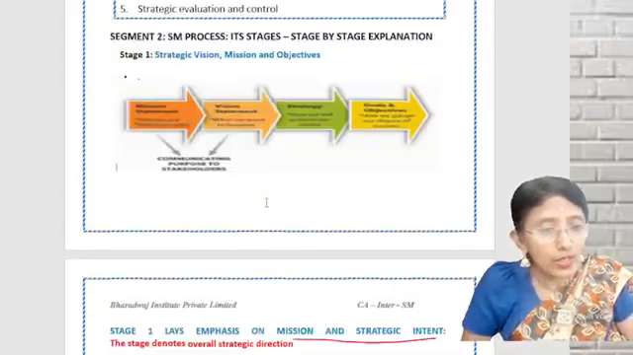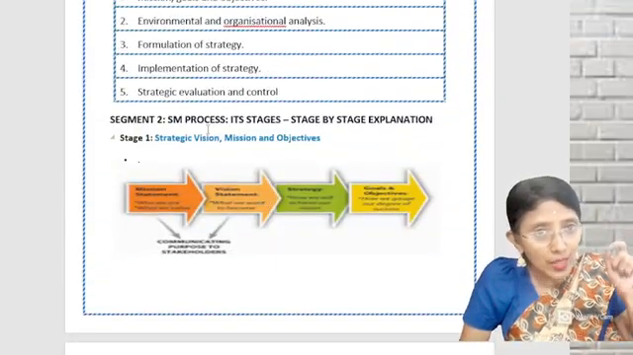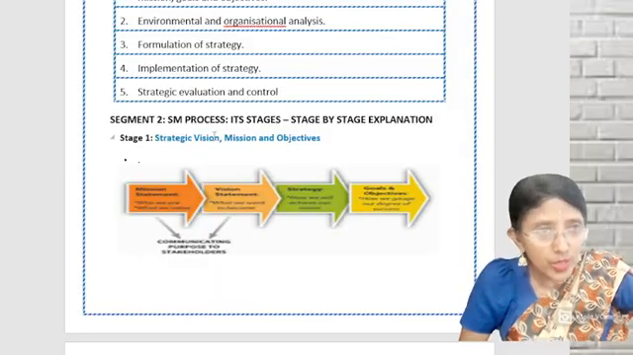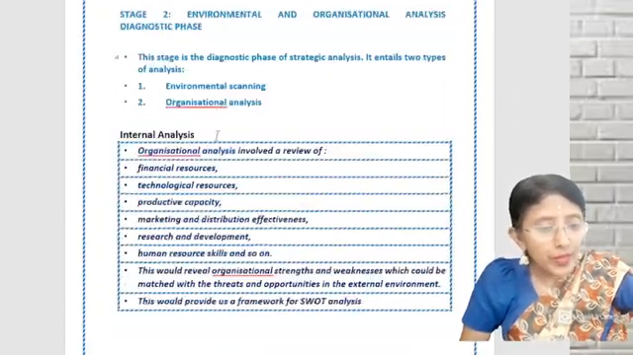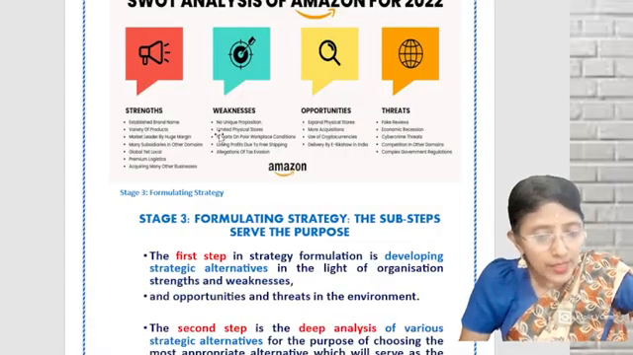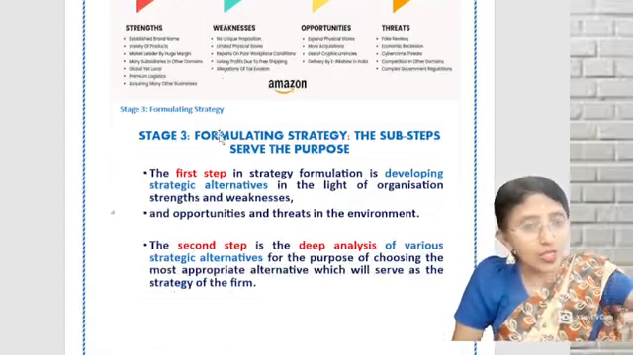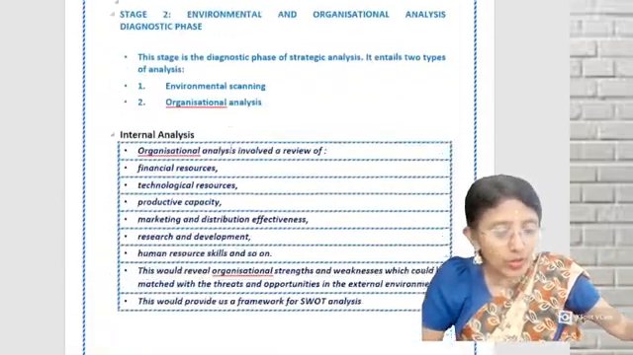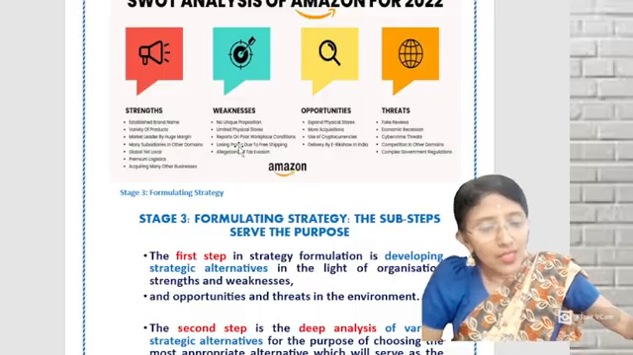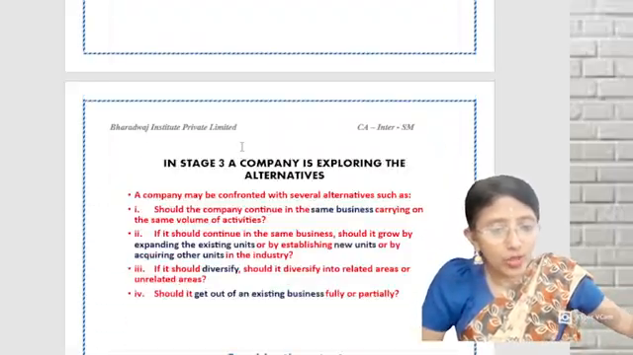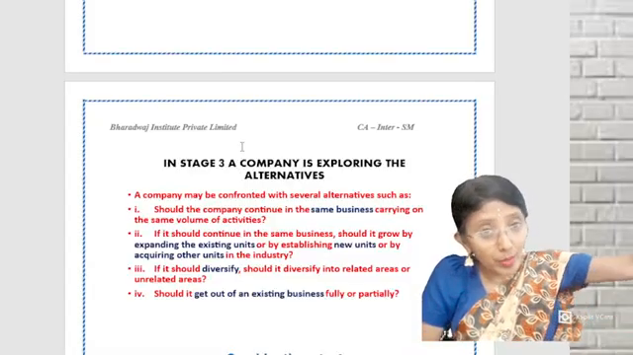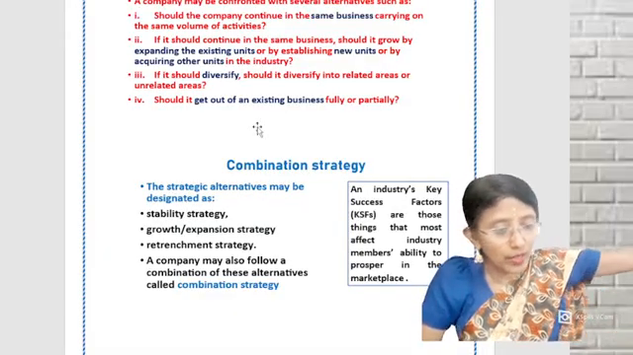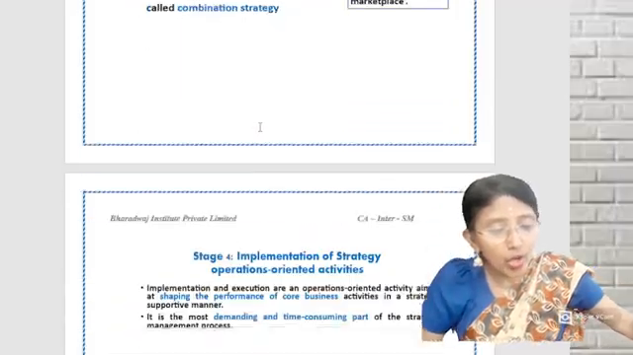Now what are we discussing? What are these stages 1, 2, 3, my dear students? SM process and its stage by stage explanation. Stage 1 is vision, mission, objective, intent setting. Stage 2 is environmental and organizational analysis. Stage 3 is the sub-steps of formulating the strategy. And in stage 3, the company is exploring various alternatives. One strategy is also a combination strategy. Either you can have growth, retrenchment, stability, or a combination strategy.